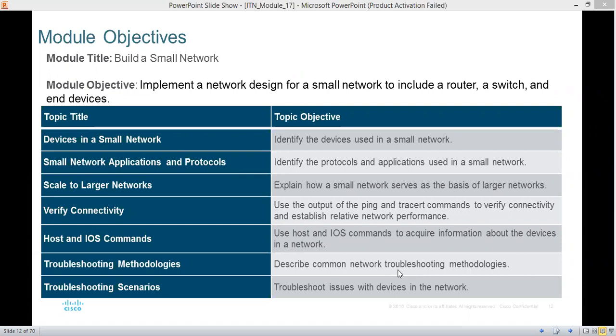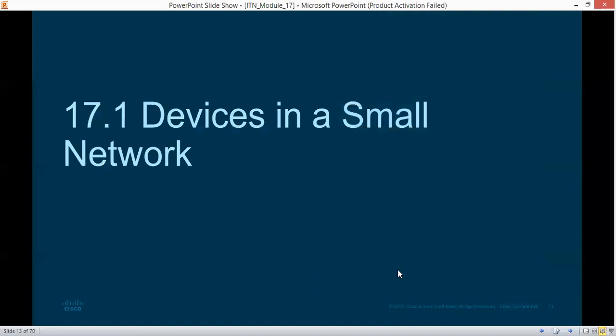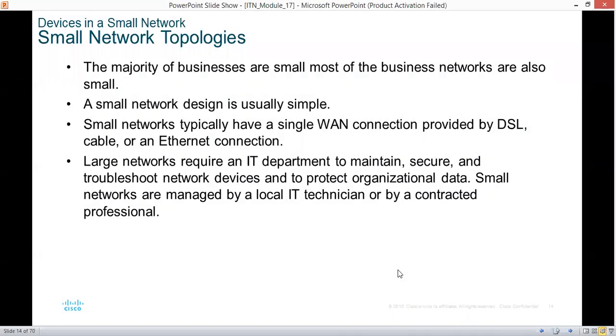I said, these are the objectives. And this objective is we're going to identify devices used in a small network. Because of course, for you to build a larger network or build more complicated topologies, you must start small. So small network topologies. Of course, we know what topologies are. I hope we know what topologies are.